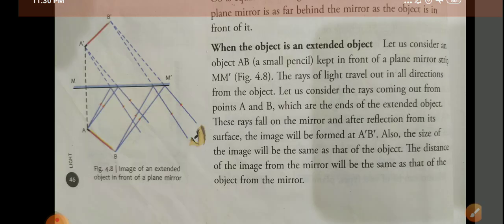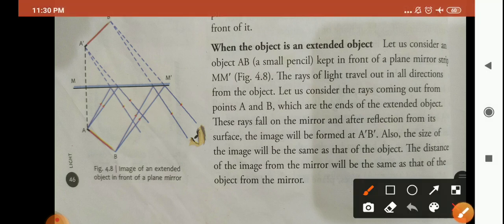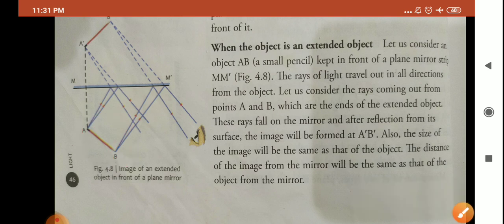Now coming to another topic, when the object is an extended object. Suppose children the object is quite big in size, an extended object, then how do the images form? I will explain with the diagram children. Again, suppose this is your pencil. Pencil is the extended object. Now suppose many rays are going to come from this pencil, so we are going to take these two ends of this pencil.